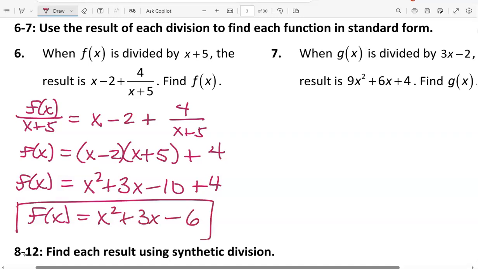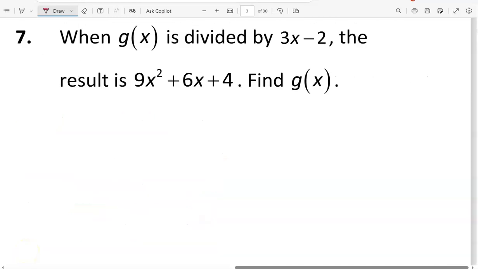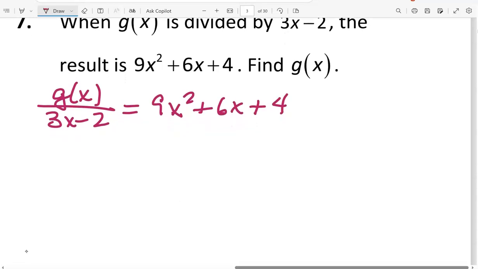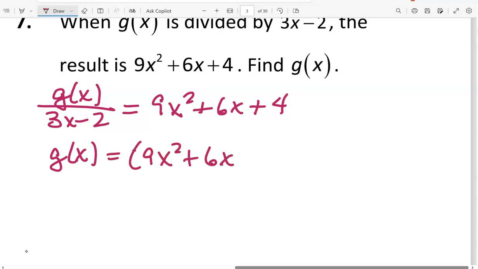In 7, when g of x is divided by 3x minus 2, the result equals 9x squared plus 6x plus 4. If we want to solve for g of x, we can multiply both sides by 3x minus 2. So 9x squared plus 6x plus 4 times 3x minus 2. Since the remainder is 0, we don't have to add the remainder.